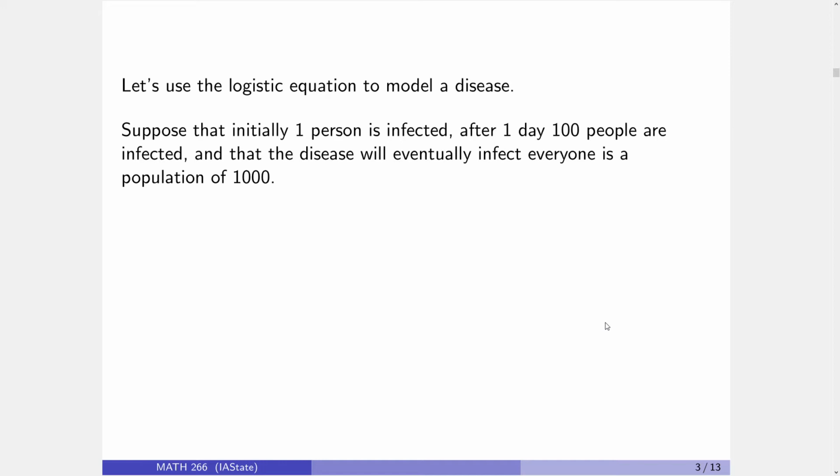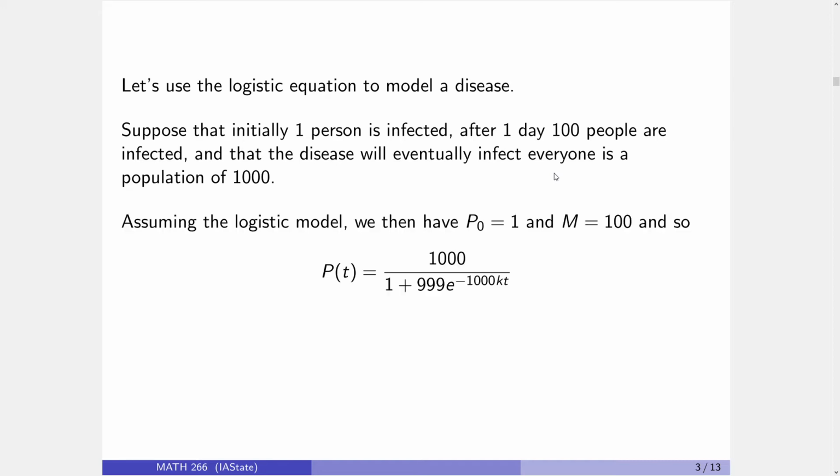Let's say that we have a disease and we know that initially one person is infected, and after a certain amount of time, another number of people are infected. So here I'm doing 1 day and 100, and we are assuming that the disease will eventually infect everyone in our population, and the population is 1,000. So a disease that's particularly horribly communicable, or in a closed environment where everybody's going to get it. The logistic model does a great job here because the information I'm told is that the initial amount is 1, and that the carrying capacity, ooh, that should be 1,000, not 100. Let me do it live.